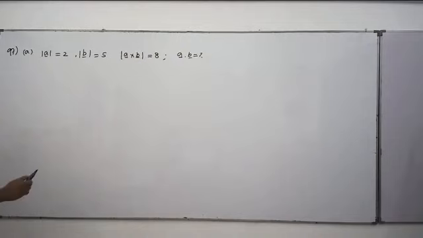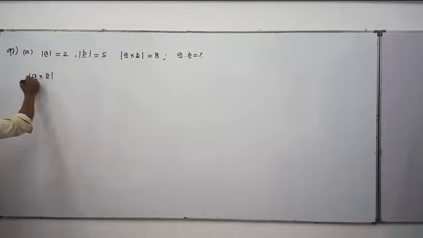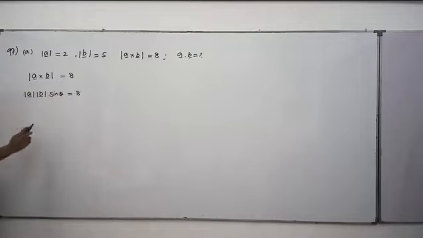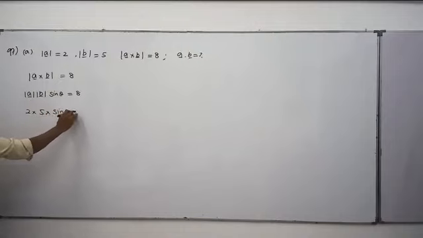Right. People, what is A cross B? A cross B modulus is given as 8. Then what is A cross B modulus? A modulus, B modulus, sine theta is 8. A modulus is 2 multiplied by B modulus is 5 multiplied by sine theta equals 8.